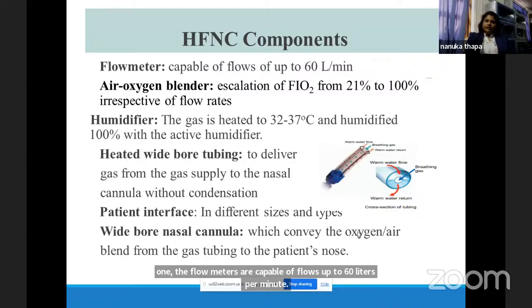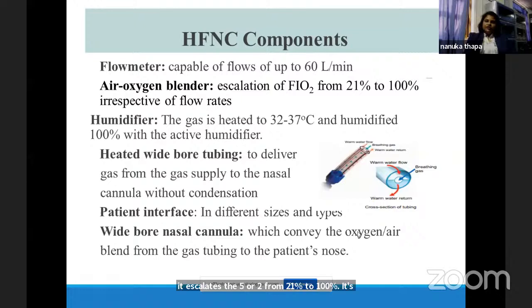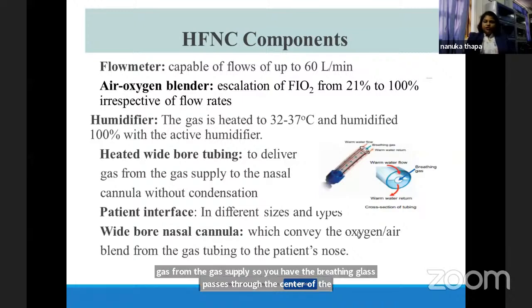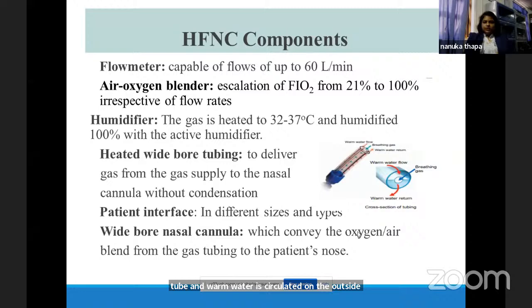The humidifier heats the gases to a temperature of 32 to 37 degrees centigrade, with humidification of 100% with an active humidifier. They have heated wide bore tubings. They deliver the gas from the gas supply to the nasal cannulas without condensation. So here the breathing gas passes through the center of the tube and warm water is circulated on the outside part. Then there is a patient interface, which is of different sizes and types.